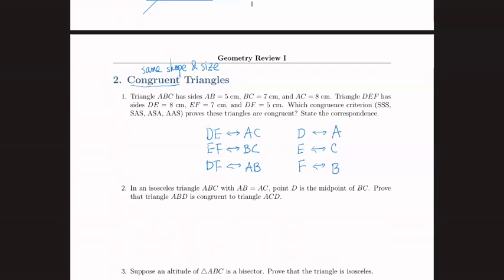Now we can check DE for AC, EF for BC, DF for AB. Okay, so we match the sides and the vertices.